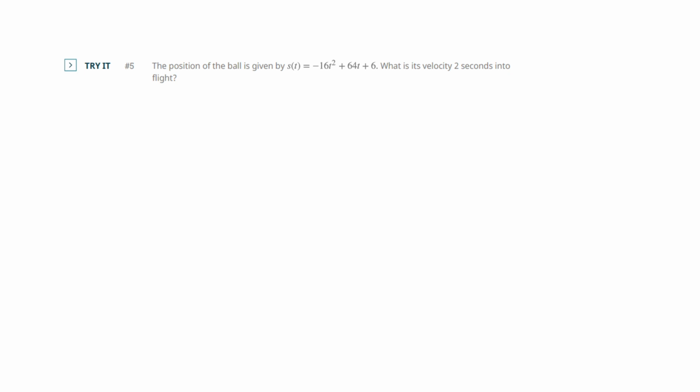Now if you want to practice your definition of derivative, you're welcome to do that. But do you see, I don't even know if this is the same equation. I think it is. If we were trying to find the derivative with my little shortcut, it'd be negative 32t plus 64. And that's it. So I think this is exactly the same one as before. What is the velocity 2 seconds into flight? We're just going to find the derivative when you've got a 2 in there.